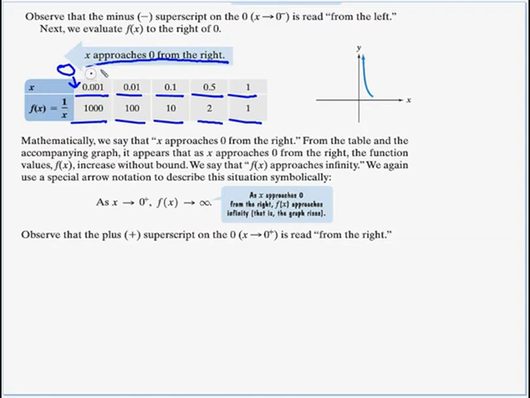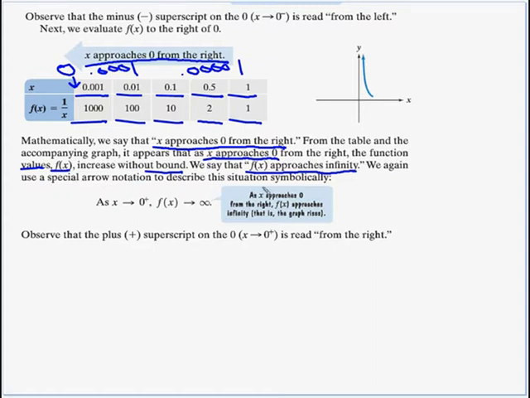We could plug in 0.0001 and get an output of 10,000. And then add another 0 in there, put 4 zeros and a 1, and then that would be 100,000. Mathematically, we say that, quote, x approaches 0 from the right. From the table and the accompanying graph, it appears that as x approaches 0 from the right, the function values, or f of x, increase without bound. We say that, quote, f of x approaches infinity.